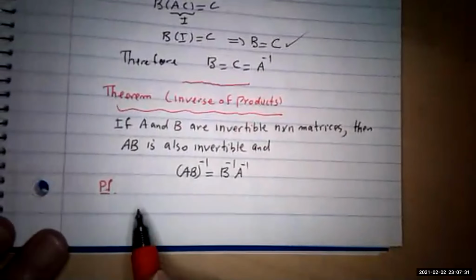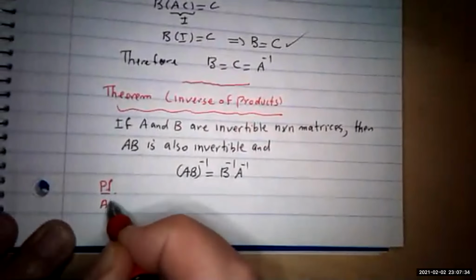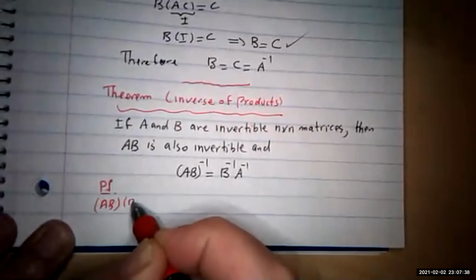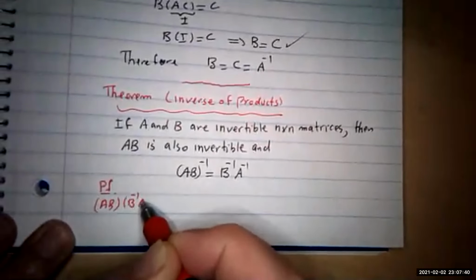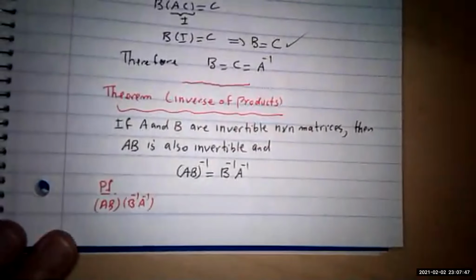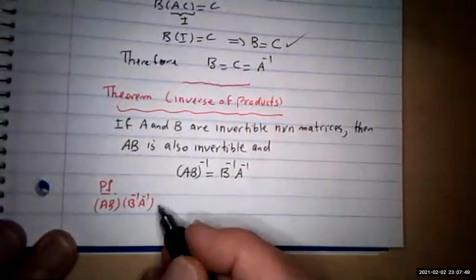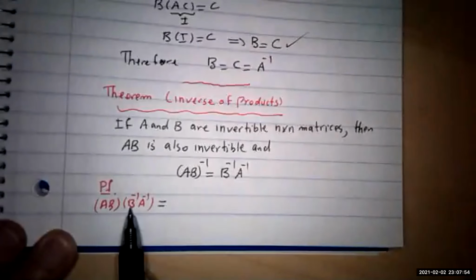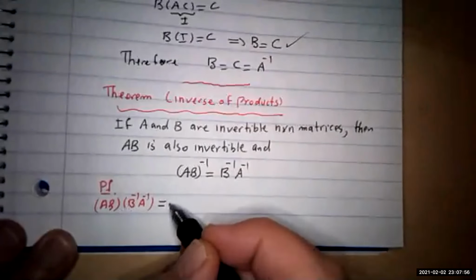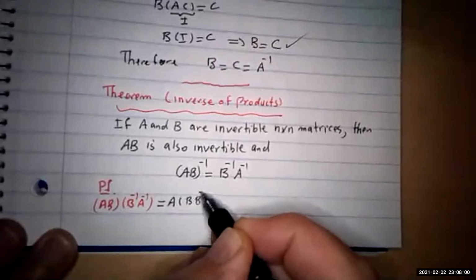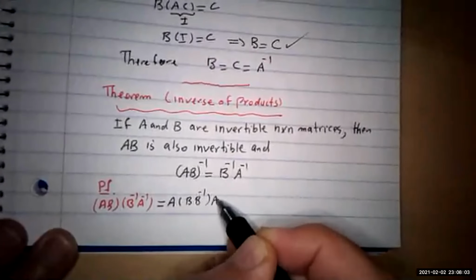Look at this one. So I got the AB, it's going to be IB. I multiply by B inverse, A inverse. If this product is I, they are inverses of each other. So how are we going to multiply it? Remember, the multiplication is associative. So I'm going to put this B inverse and the B together. It's going to be A, B, B inverse, A inverse.